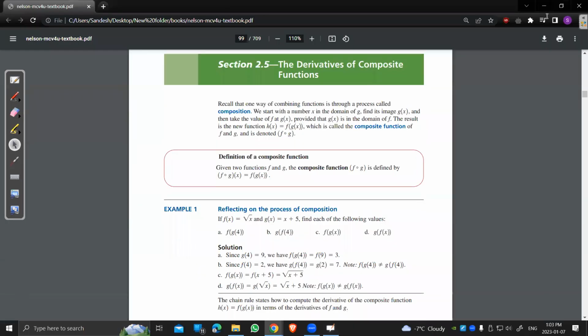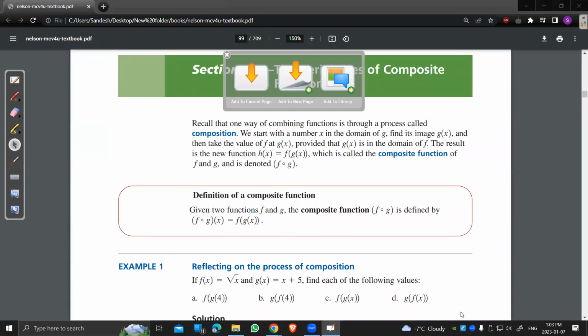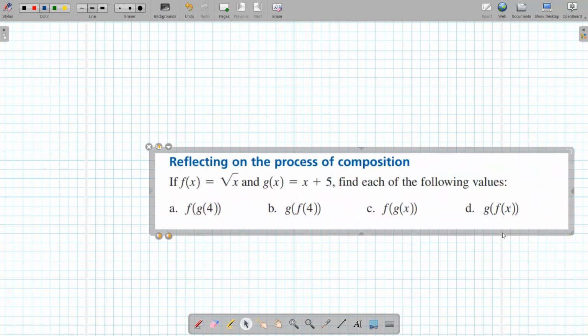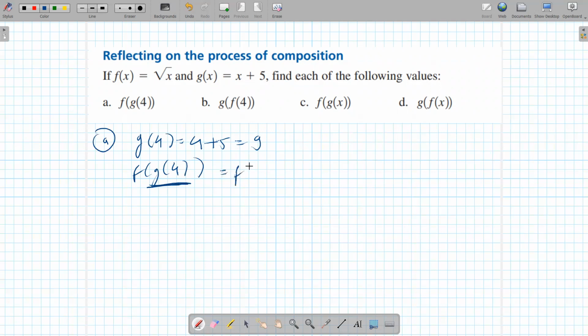And let's do some examples that they want us to do. It's not terribly difficult. I can do the first one. A says f of g of 4. What this means is first you find what g of 4 is, and then you plug that value into f. So g of x is x plus 5, so g of 4 would simply be 4 plus 5. That's a 9, right? And then f of g of 4, well, this bit here is a 9, so we're just finding f of 9.